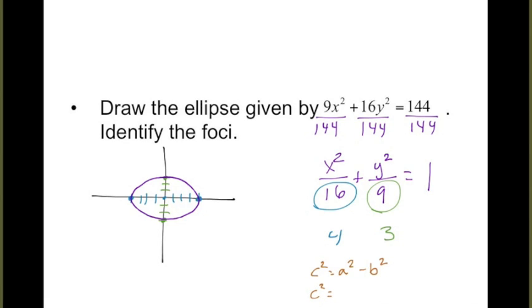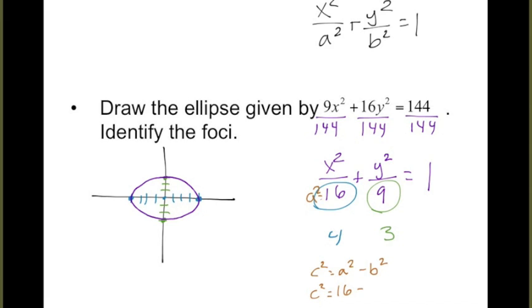A squared is the biggest number in the equation. So a squared is 16. You don't need to square it again. It is already squared in the equation, because when you look at that chart, it tells you that the equation is x squared over a squared plus y squared over b squared equals 1. So they're already squared in the equation. Don't square them again. Okay?